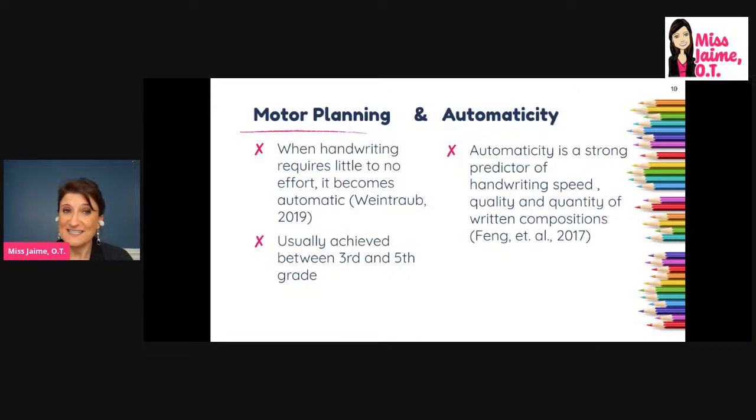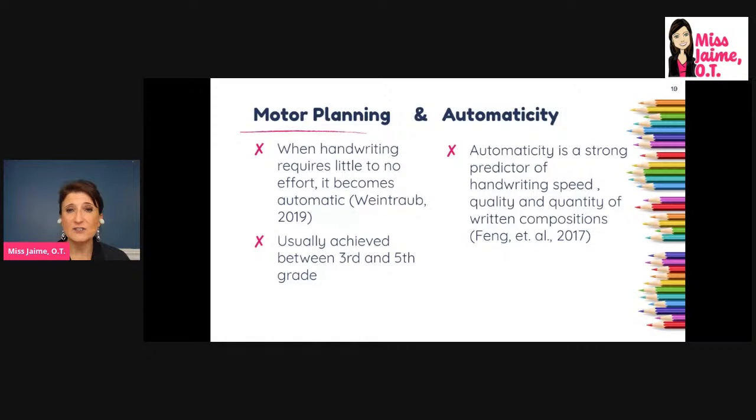Motor planning and automaticity. So when handwriting requires little to no effort, it becomes automatic. So I always refer to when we get so comfortable driving that we drive to work and all of a sudden we're like, oh my goodness, I'm at work. I didn't even remember driving here. We're so comfortable and we're so skilled at it that it doesn't take any effort. And this is what we want for our children when it comes to handwriting skills. This is usually achieved between 3rd and 5th grade, but not always. Automaticity is a strong predictor of handwriting speed, and that makes a lot of sense.